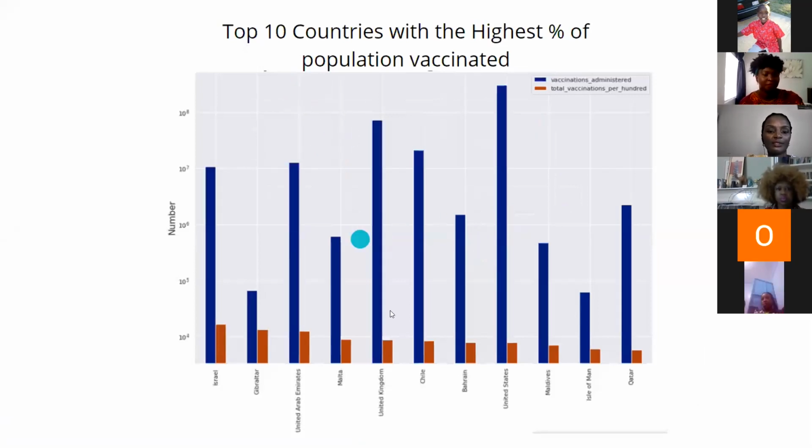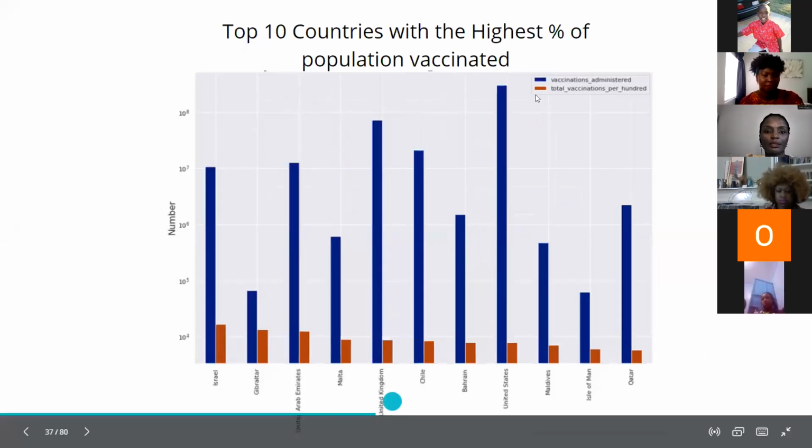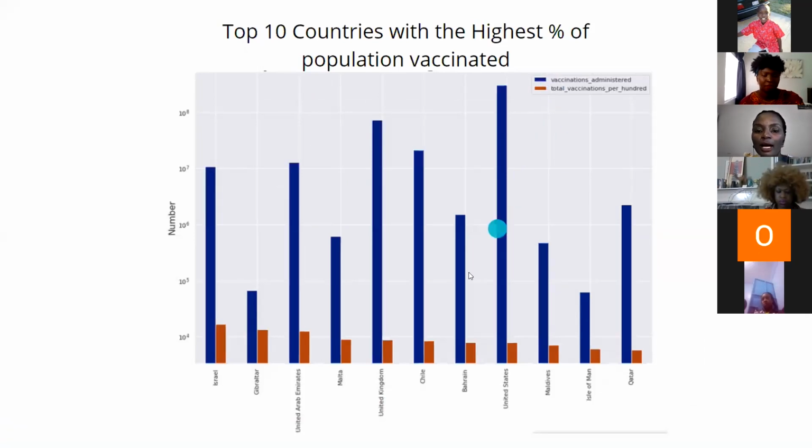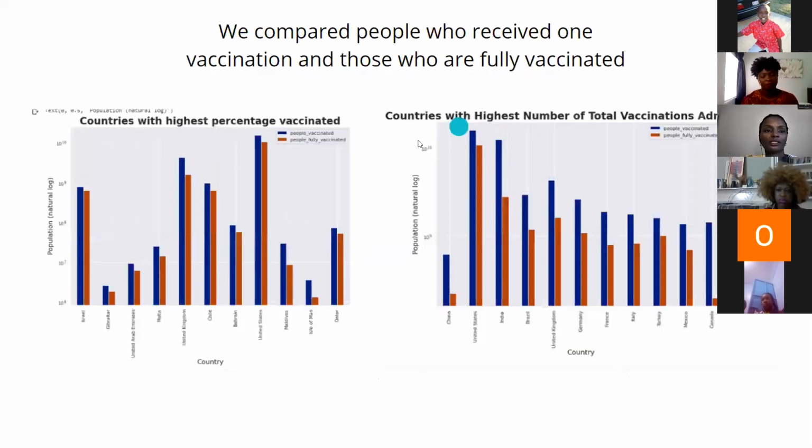The top 10 countries, and blue has the top 10 countries with the percentage of population vaccinated. Blue is the vaccination administered, and red is total vaccination per 100. So we see that the United States leads and the United Kingdom follows closely. On this one, we are comparing the countries with the highest percentage vaccinated and the countries with the highest number of total vaccination administered.